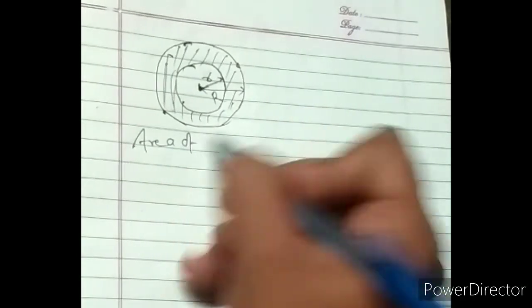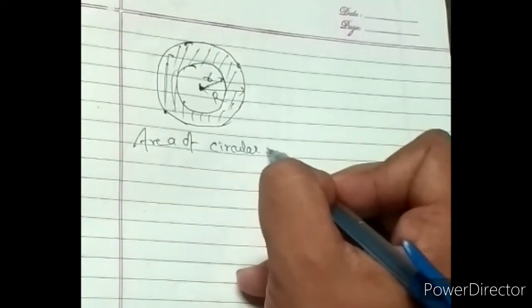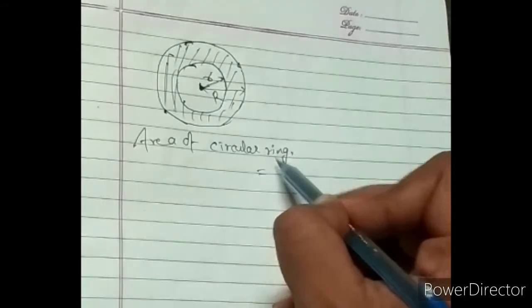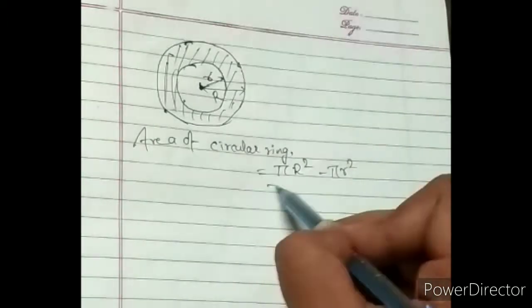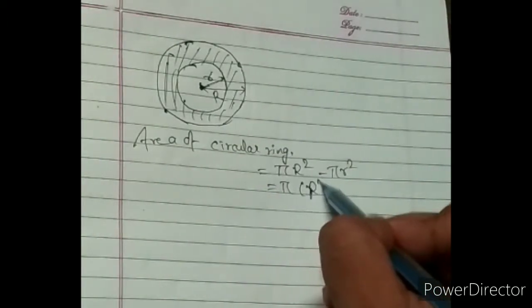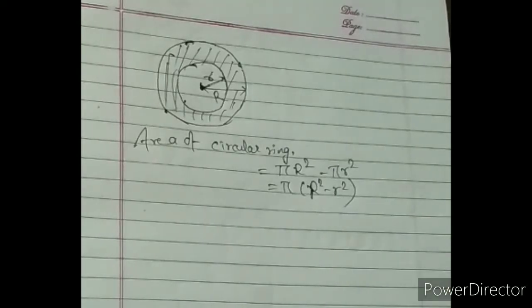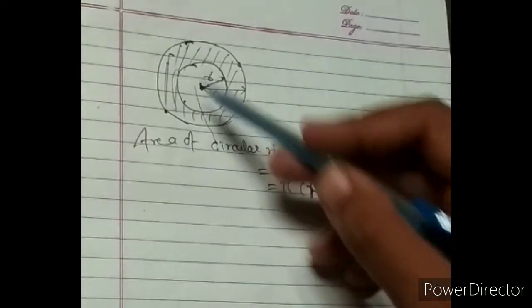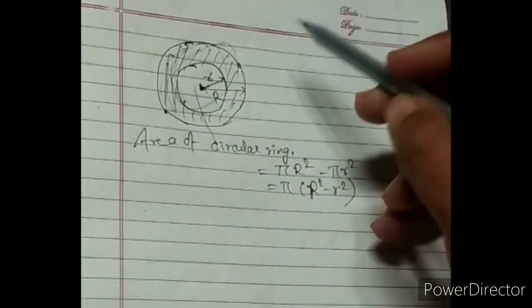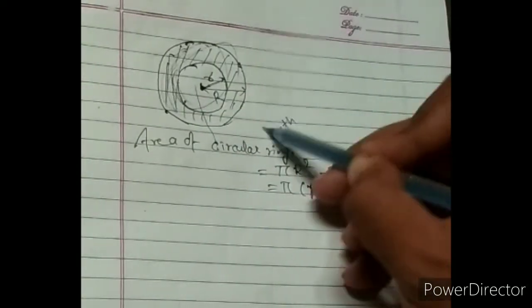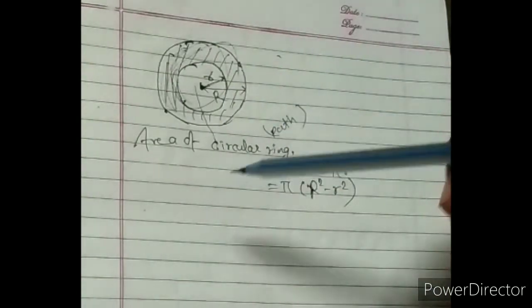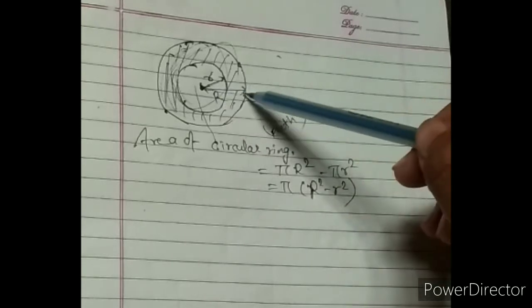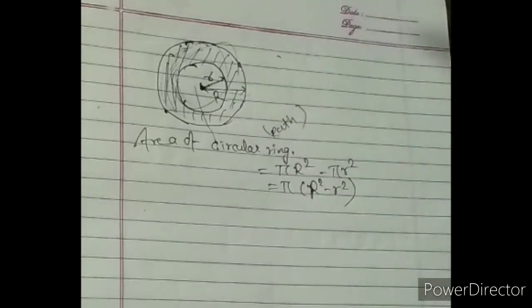So area of circular ring, that is area of bigger circle, pi R square minus pi r square. We can take pi common, so R square minus r square can be done for area of this circular path, this path only. We can tell circular path as well. Okay, area of circular path is pi R square minus pi r square. But this capital R represents the radius of the bigger circle and small r represents the radius of the small circle.